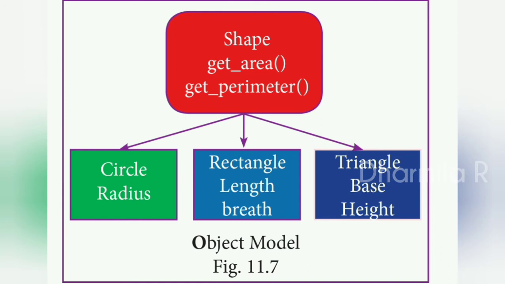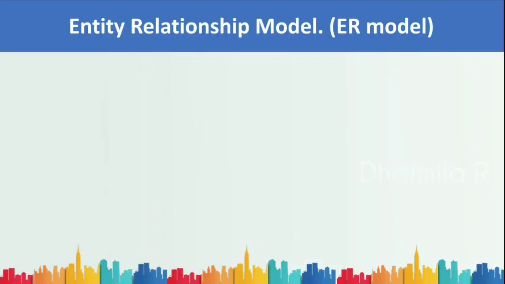That is, object shape is having relationship with three different objects, that is circle, rectangle and triangle. That is why it is one-to-many relationship. Okay, now let us move on to the next model, that is entity relationship model, ER model.